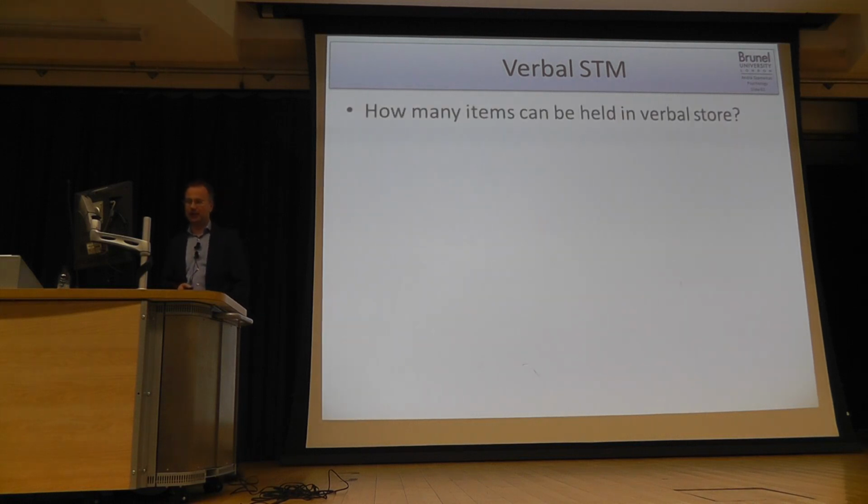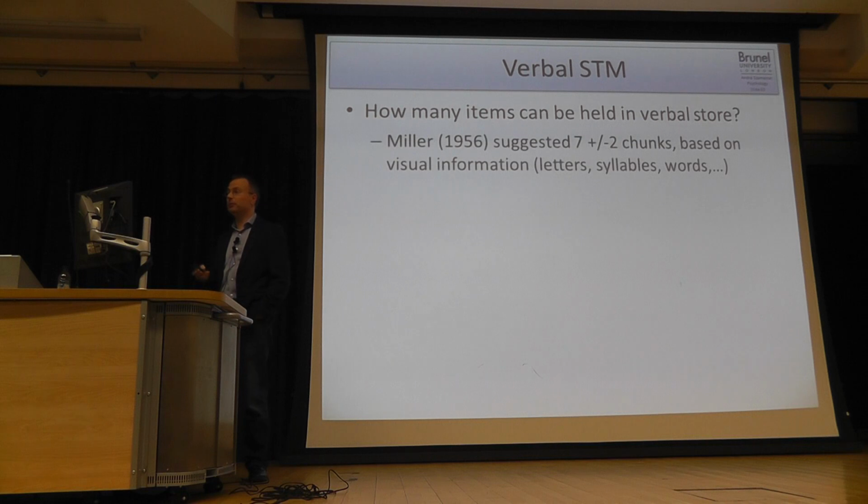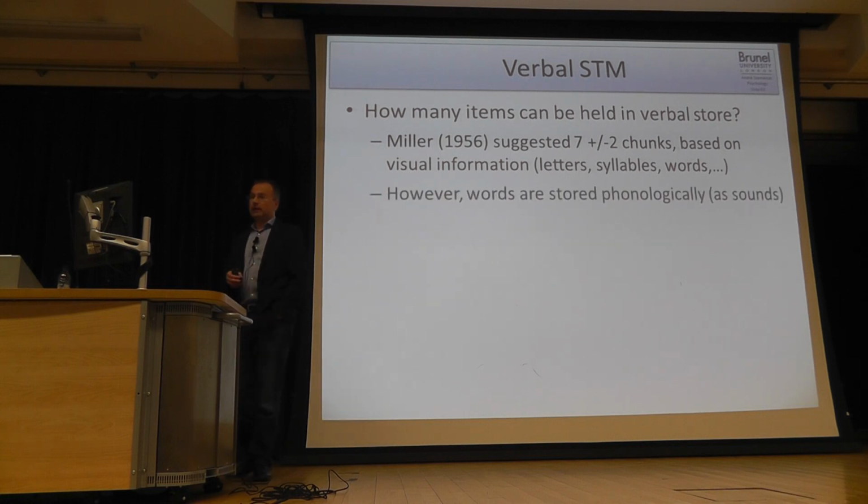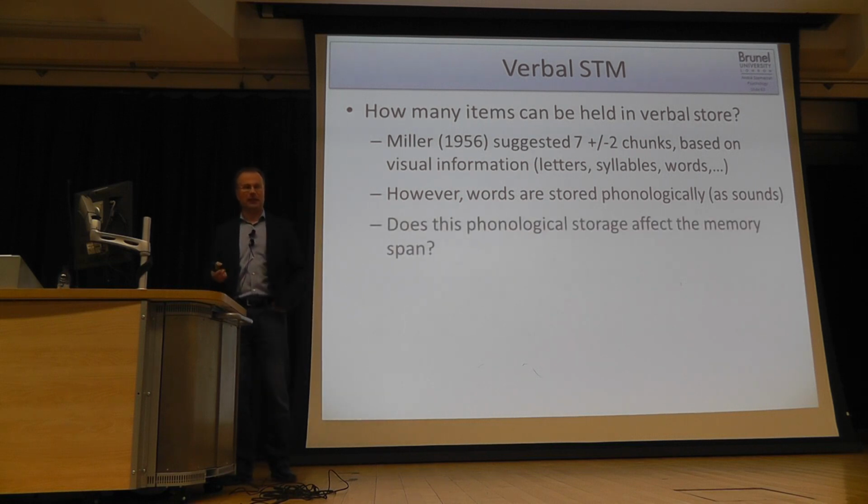A second study comes from, again, Alan Baddeley. And this now is what I mentioned briefly before. How many items can we hold in our verbal store? And if you remember, Miller suggested it's 7 chunks, plus minus 2. So based on visual information like letters, syllables, words, depending on how we can chunk that. However, Miller worked with this visual information, and we just heard that words are stored phonologically as sounds. And now the question arises whether that somehow affects actually our memory span.